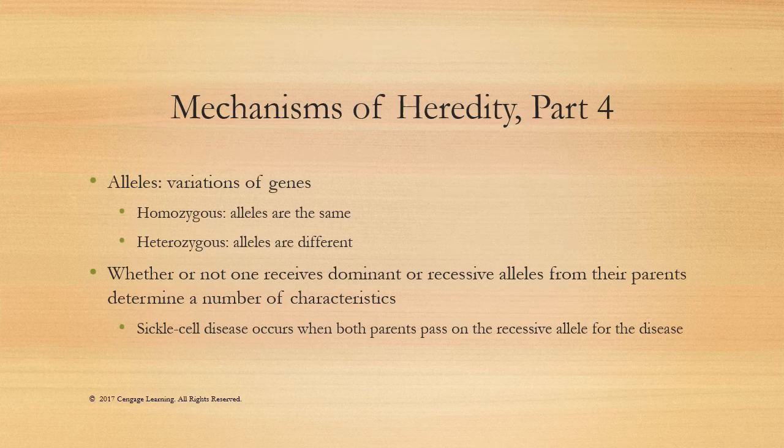So now that we understand the basics of genes, we're going to dive a little bit deeper and think of the variations of genes. So how do you get the traits from your parents? We're going to look at alleles, which are variations of genes. You have two types: homozygous, where the alleles are the same, and heterozygous, where the alleles are different.